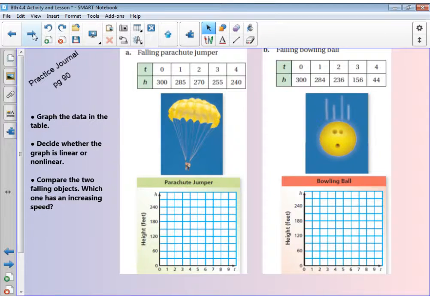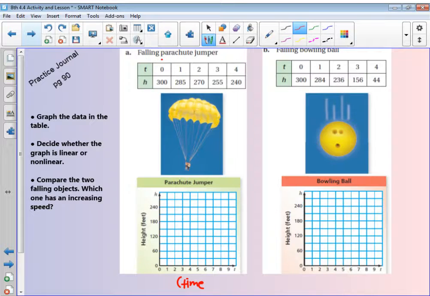So the first one, we have a falling parachute jumper. So the T on this is representing our time. I know I have that kind of cut off on the bottom, and I'm not sure if it tells you that in your book or not. It does. I accidentally cut off the very bottom of these graphs, but this T down here actually is representing time. Okay, so when our jumper jumps out at 0 seconds, their height is 300 feet above the ground.